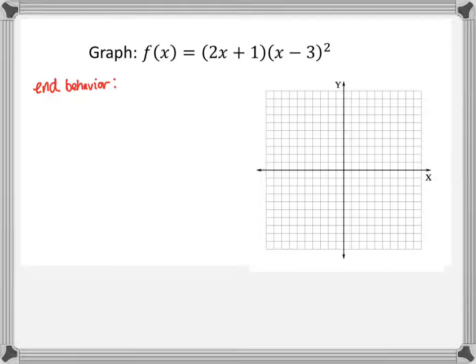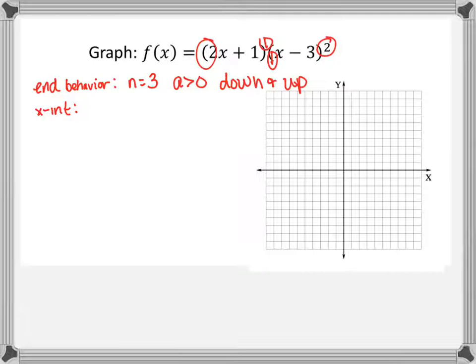So for end behavior, we need to find the degree. We have a factor that's squared, we have a factor that is linear, and if we were to multiply them out, we're going to get a polynomial that has degree 3. We have a leading coefficient in one factor of 2, and in the other factor is 1. So 2 times 1 times 1 is going to give us 2, which means our leading coefficient is positive. So our end behavior will be down and up.